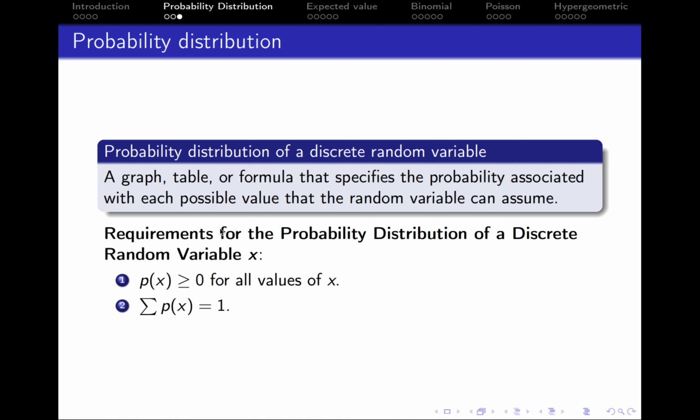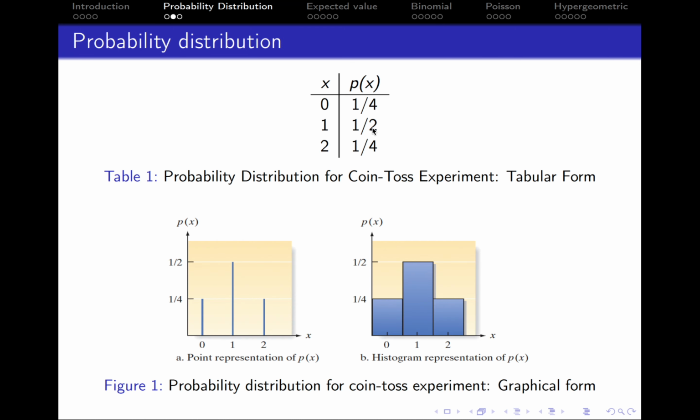And there are 2 requirements for the probability distribution of any discrete variable, and they are similar to the properties of probability in general. First of all, the probability must be higher than or equal to 0, and we already know this. The probability cannot be negative. And the second property is that when we sum all the probabilities for a certain random variable, in total we get 1. So if we go back to our example and sum 1/4 plus 1/2 plus 1/4, what we get is 1.